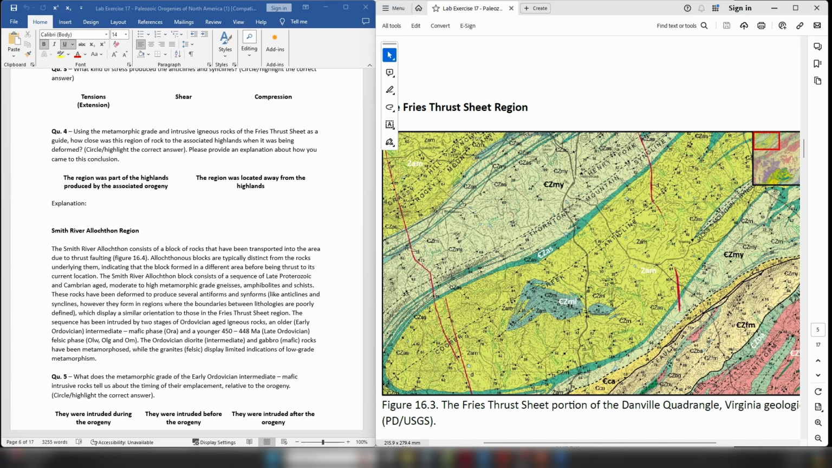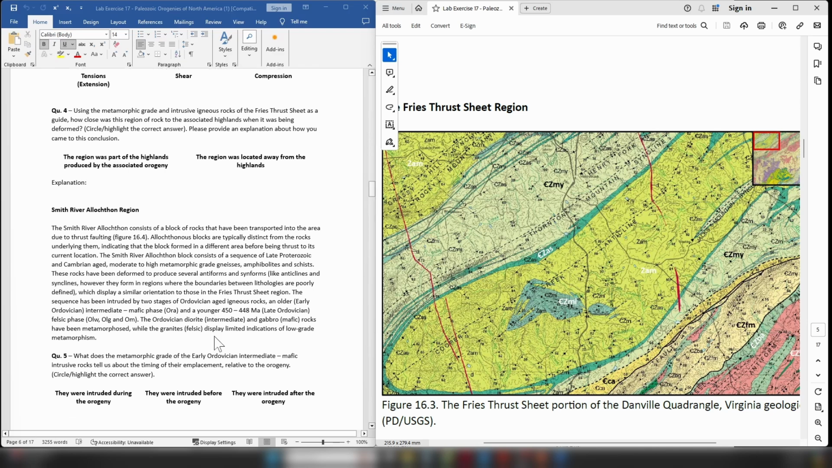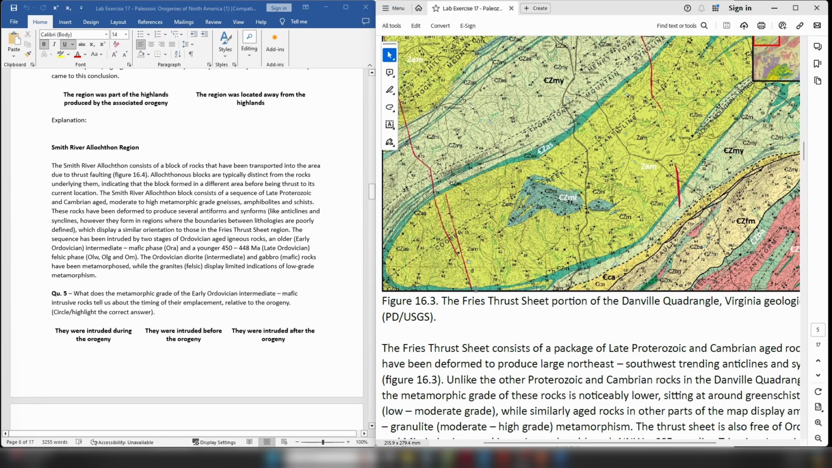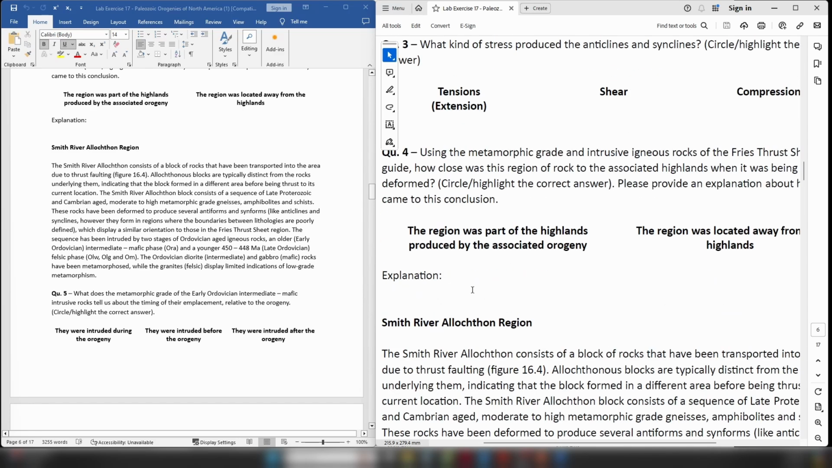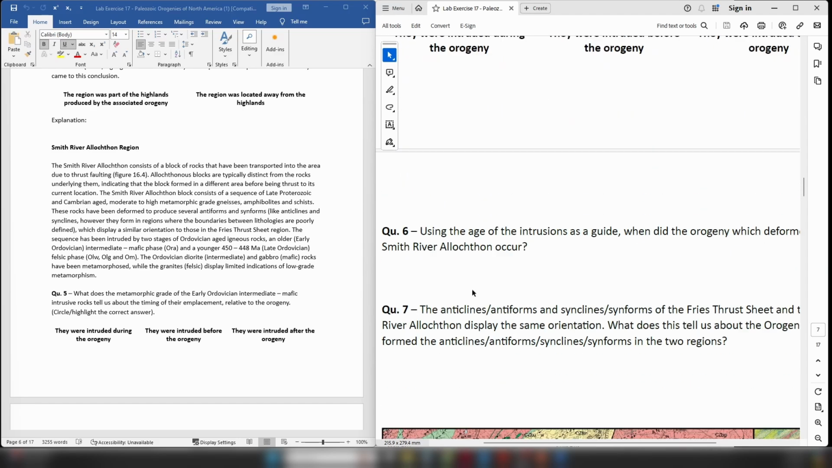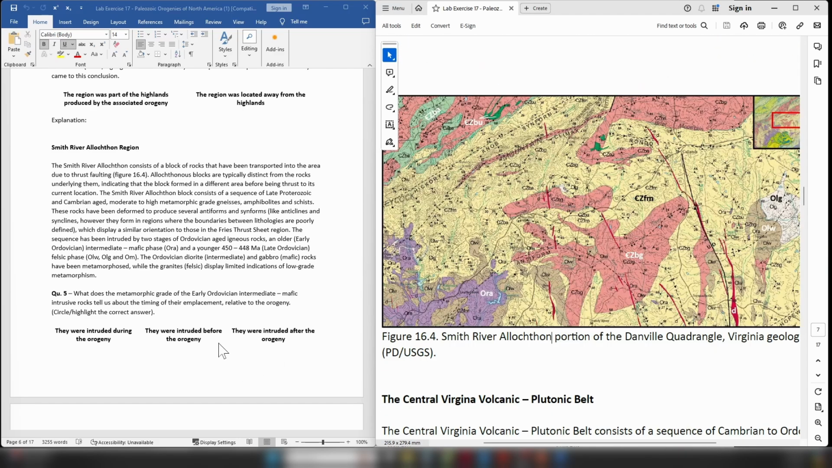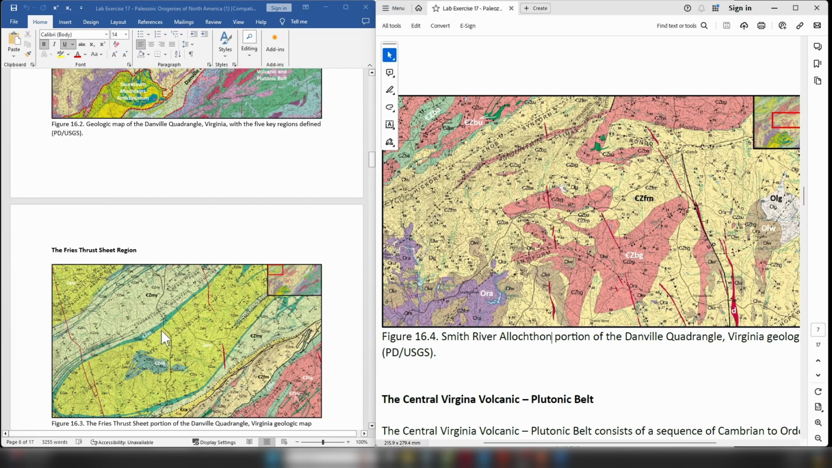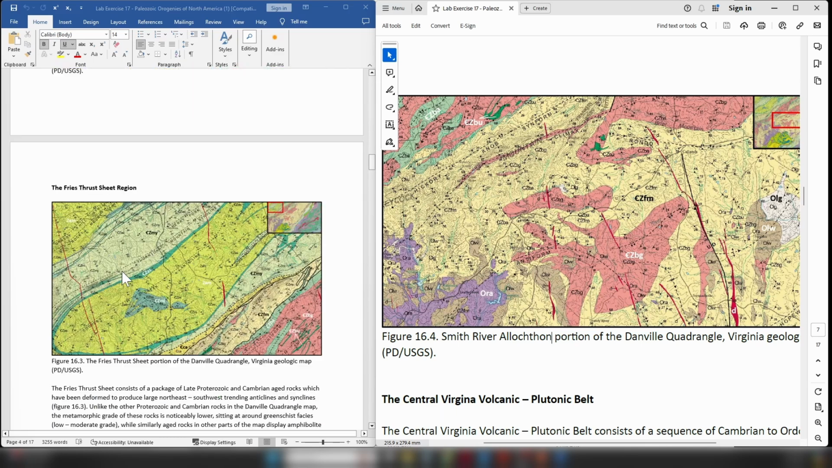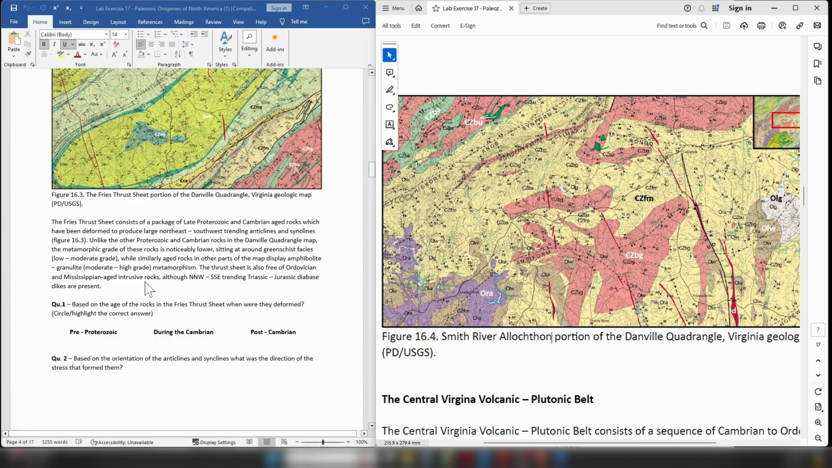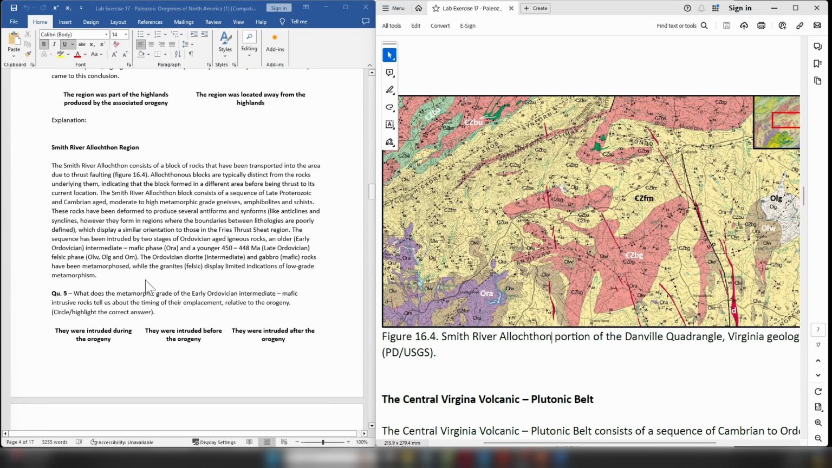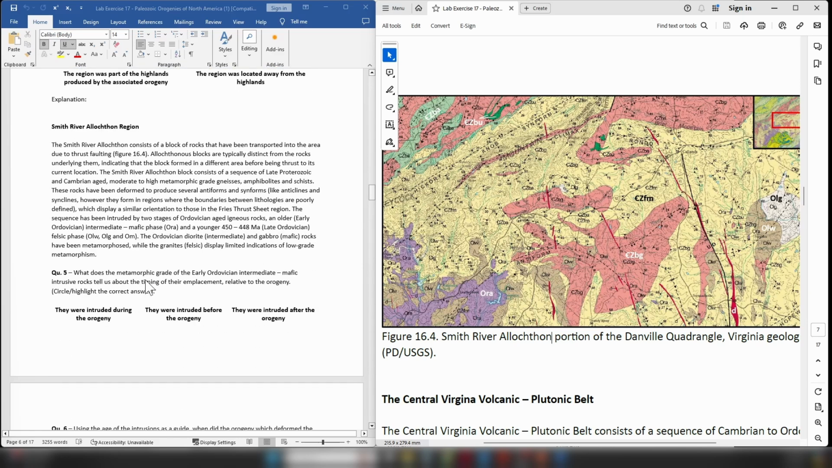So now let's move on to the Smith River Allochthon region. So the Smith River Allochthon region consists of a block of rocks that have been transported into the area due to thrust faulting. And straight away, this sounds pretty reminiscent of the same process that brought in the rocks of the Fry's thrust sheet. So straight away, we can see a similarity of what's going on there.